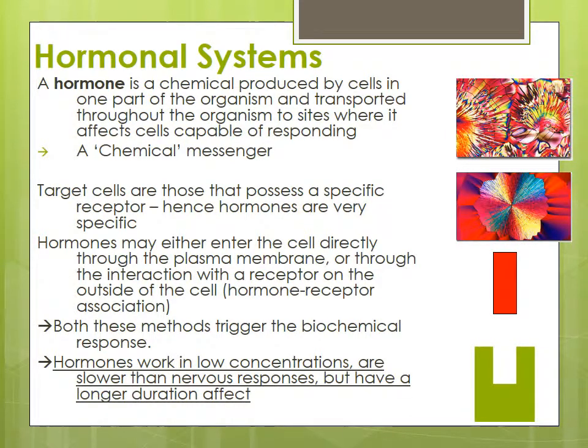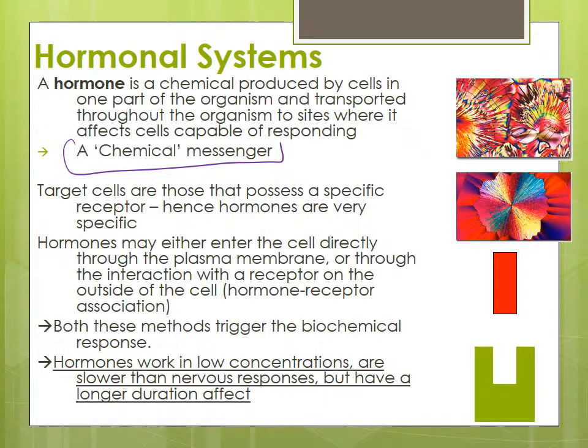So what this hormone system does is it produces chemicals that are messengers, and these messages last longer than our nervous system messages, but they're also a lot slower. These messages reach their target cells and they either pass over the cell membrane and go into the cell, or they bind to a receptor on the surface of the cell. Then they trigger a biochemical response within that cell.